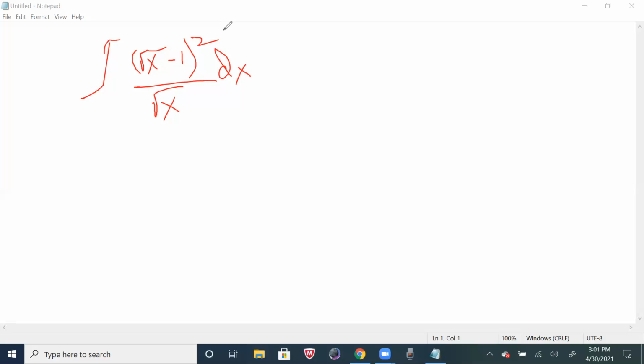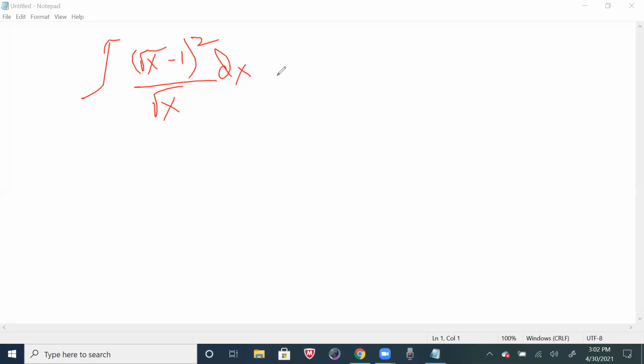I'll explain my process here, what I tried to do. And to clarify, what would you make U for? Would it be the numerator? This is really not a U substitution problem. This is a straight polynomial problem.